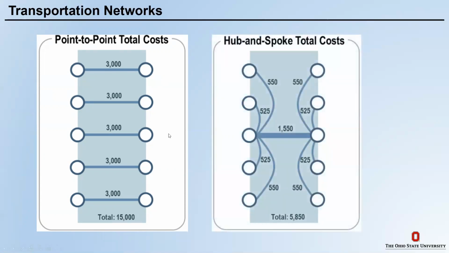On the other hand, if you do this, you make one node from group 1 a hub of that group. You make another node in group 2 the hub of group 2, right? Now you simply need to establish a relatively more expensive link between these two hubs and establish cheaper links between each node and the hub of that group. Then you have a new hub and spoke network here. The cost is much lower than the point-to-point network, from 15,000 to 5,850.